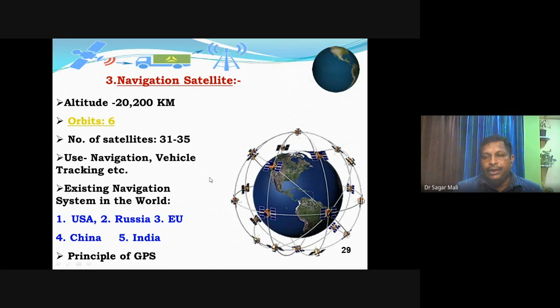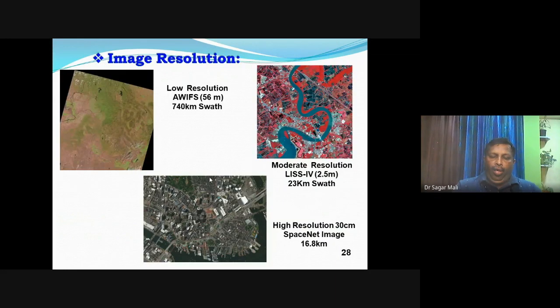In 2014, India became self-sufficient in navigation systems, and we gave it a name. The initial name was Gagan, and now our own navigation system is called IRNSS, Indian Regional Navigation Satellite System. These are the three types of satellites.